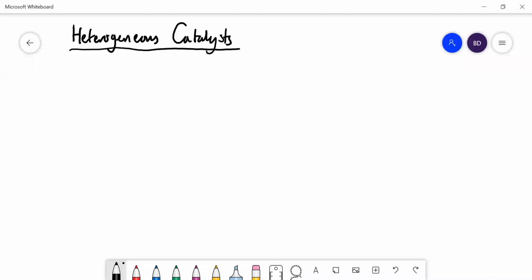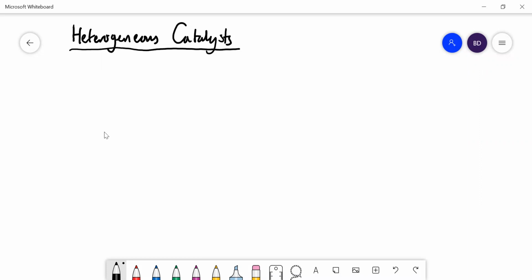We need to talk about heterogeneous catalysts now. We've talked about homogeneous catalysts where the catalyst is in the same phase as the reactants and products. Here, they're in different phases. Usually the catalyst is a solid, and more often than not, the reactants are in the gaseous phase, and these are quite important in a lot of industrial processes.